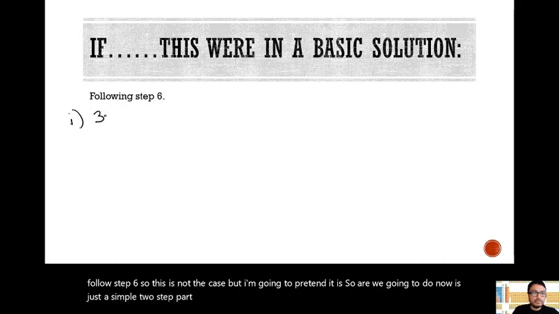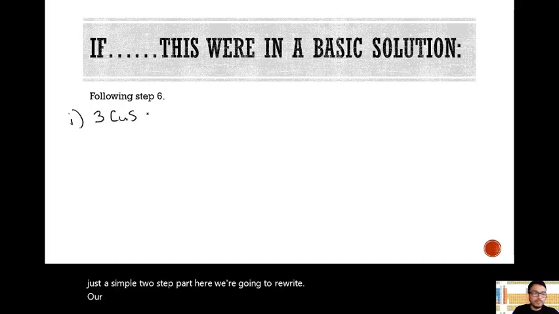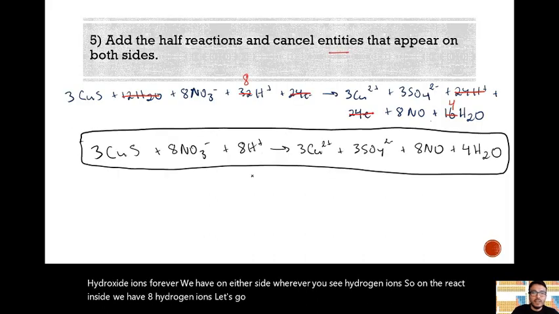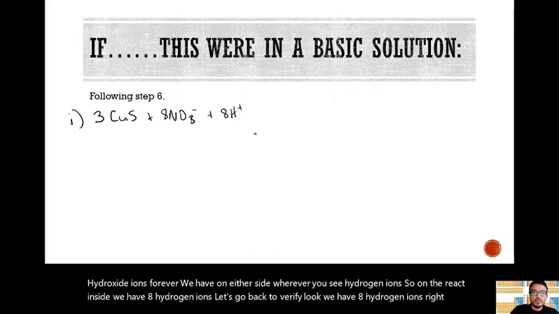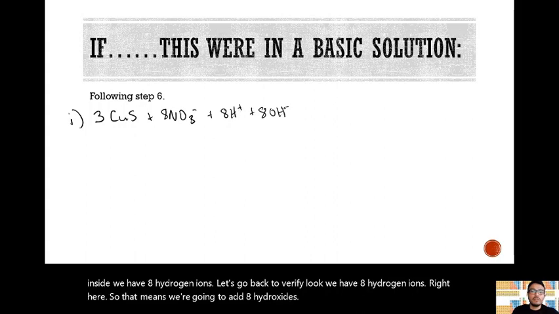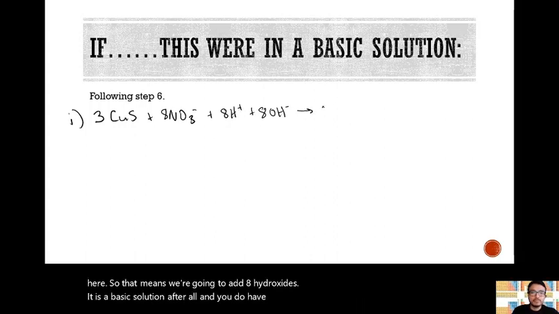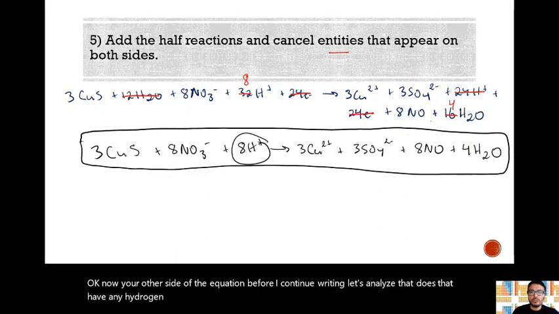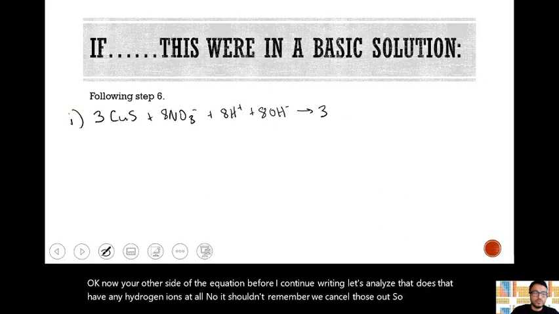We're gonna rewrite our answer, and we're going to add hydroxide ions for wherever you see hydrogen ions on either side. So on the reactant side, we have 8 hydrogen ions. Let's go back to verify. Look, we have 8 hydrogen ions right here. So that means we're going to add 8 hydroxides. It is a basic solution after all, and we do have hydroxides to add. Now your other side of the equation, before I continue writing, let's analyze that. Does that have any hydrogen ions at all? No, it shouldn't. Remember, we cancel those out, so there's nothing on the other side, so we can just rewrite the other side as is.